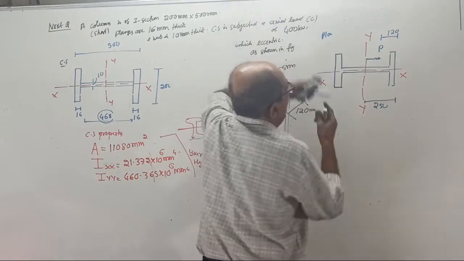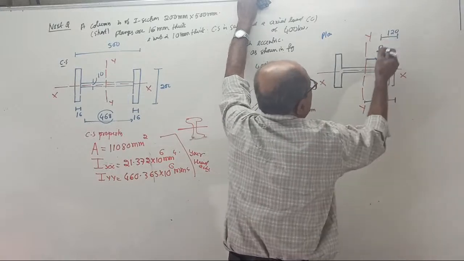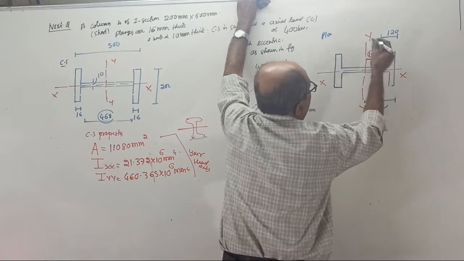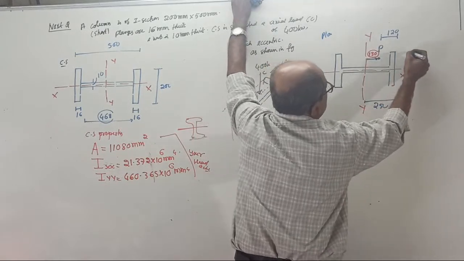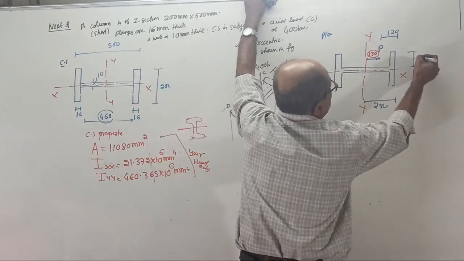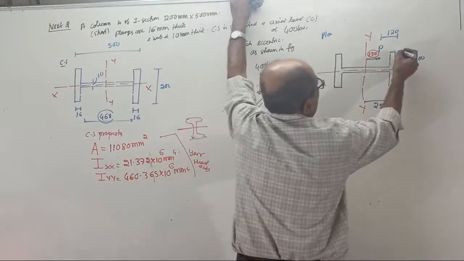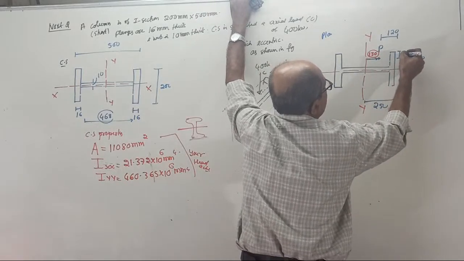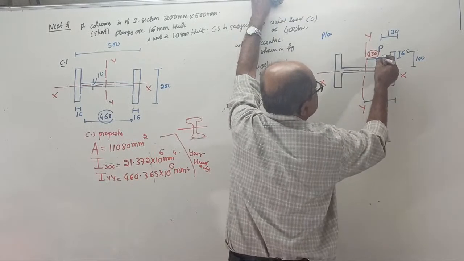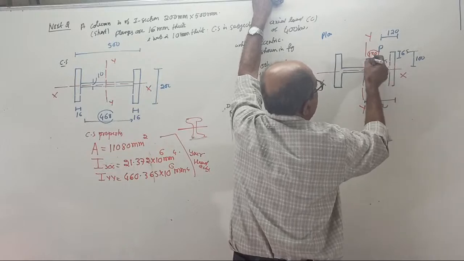Calculate the distance. Red color I am using. 250 given, 120 here, so this is 130 millimeter. And also this distance, 200 means 100 millimeter. And the load is given at 65 millimeter from here. Therefore, tell what is this distance? 100 minus 65 is 35 millimeter.